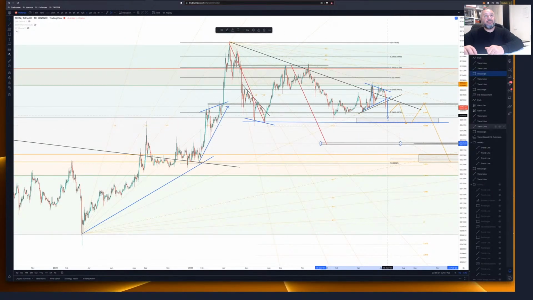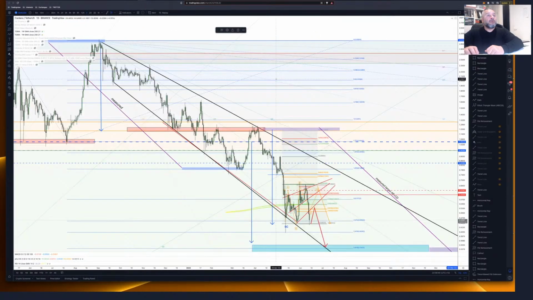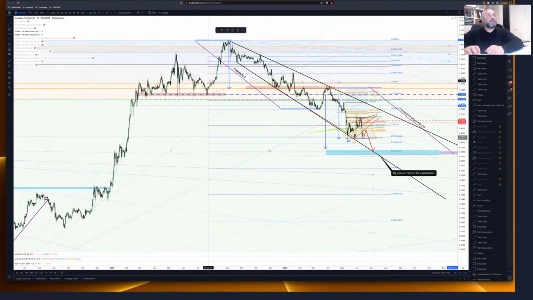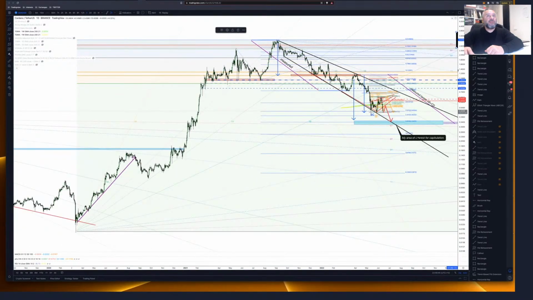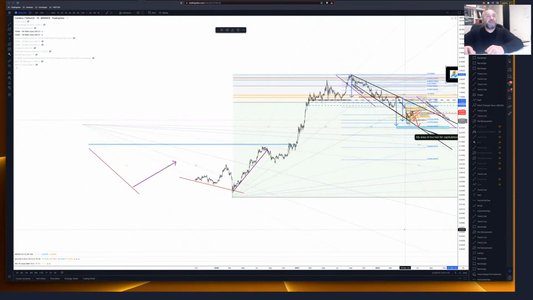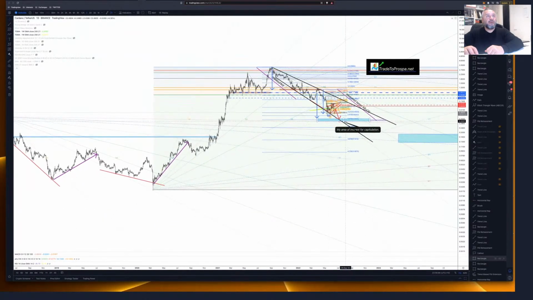So it might have more to go. And so we did ADA as well, didn't we? So for ADA, that is a bit of a weird chart. But it seems to be fitting in to this broadening wedge.